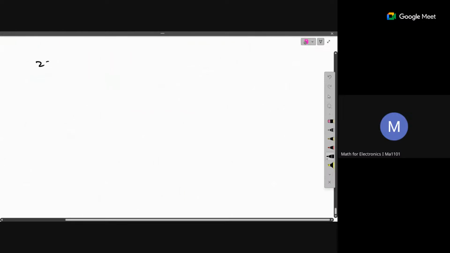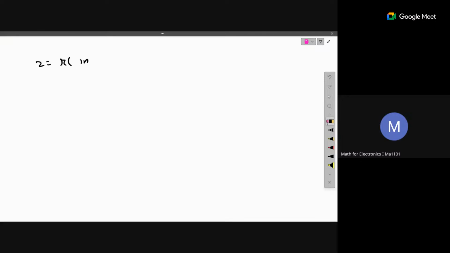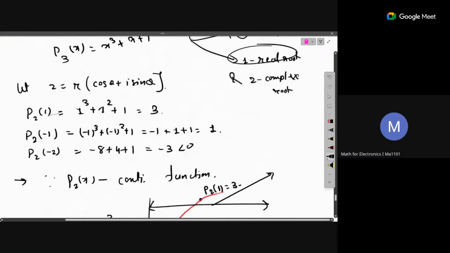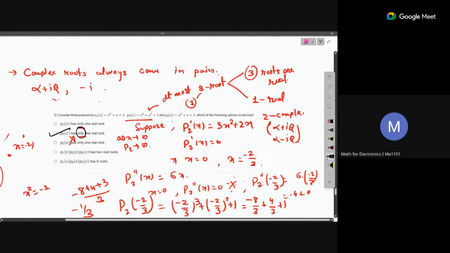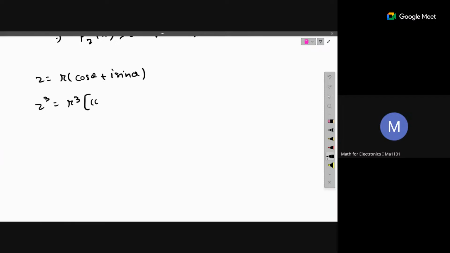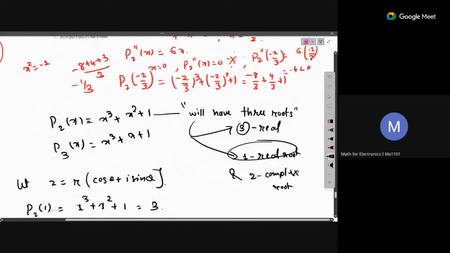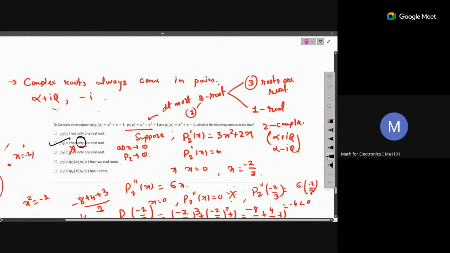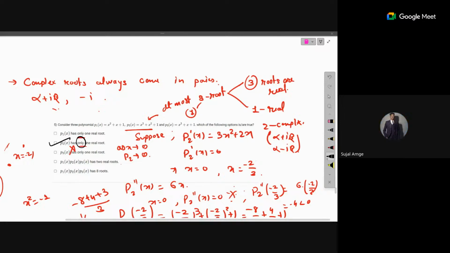So if we take z equals r cos theta plus iota sin theta, if we do that, then we know z cube is nothing but r cube, cos 3 theta plus iota sin 3 theta. And also z square and so on. Then we have to substitute it. So I don't think there is any way, ma'am, we can use complex numbers to solve it.